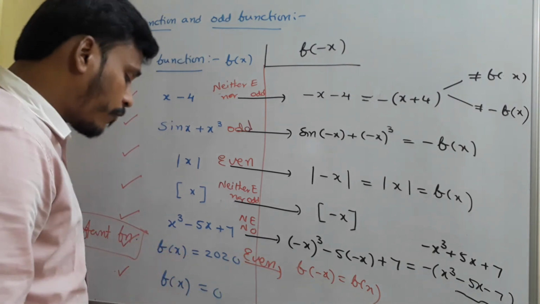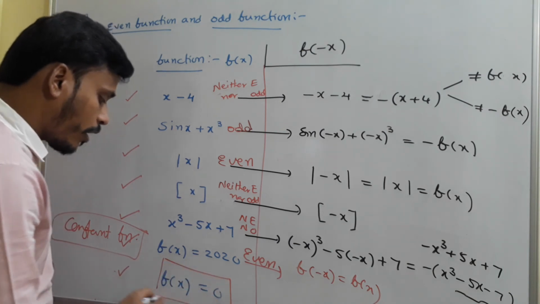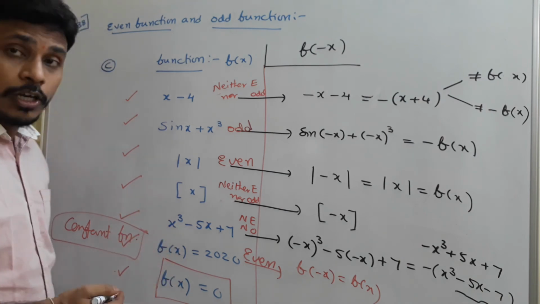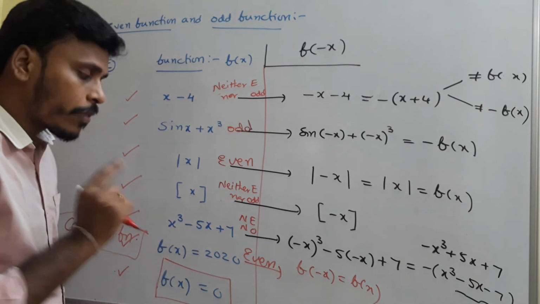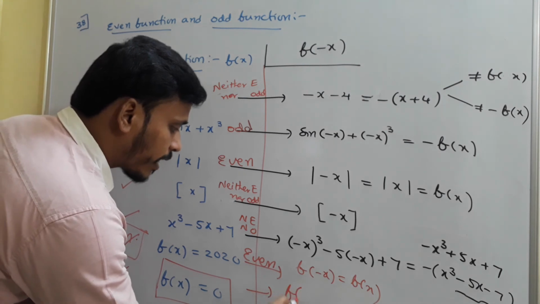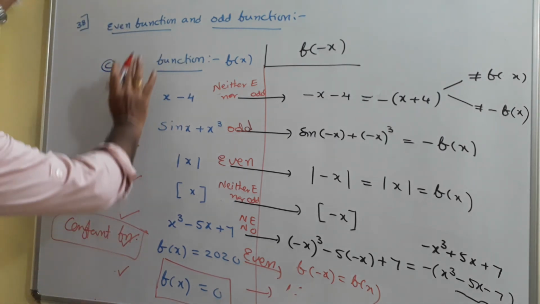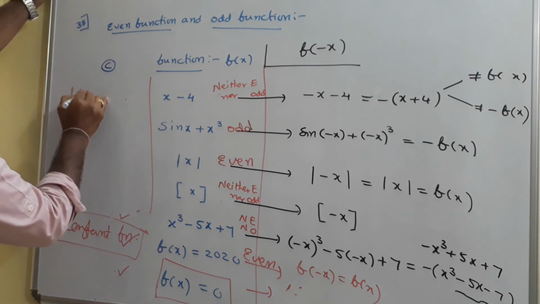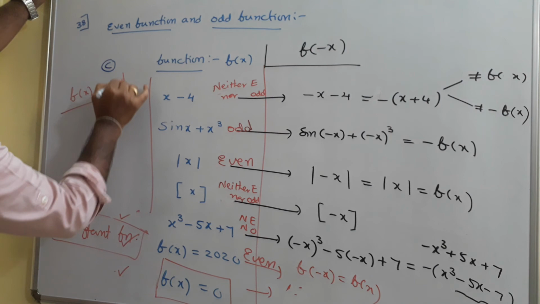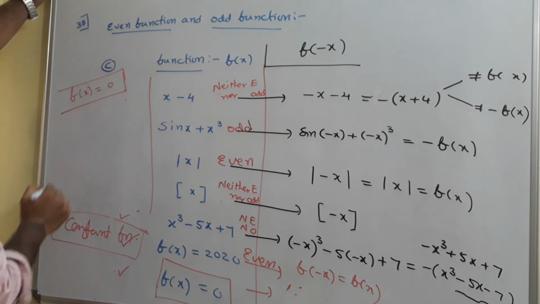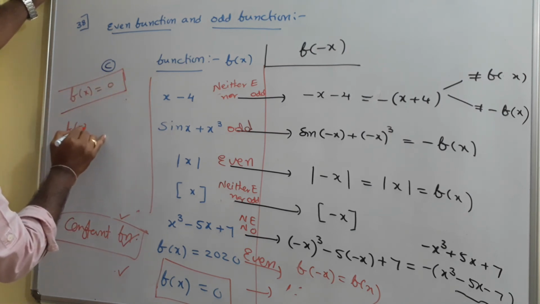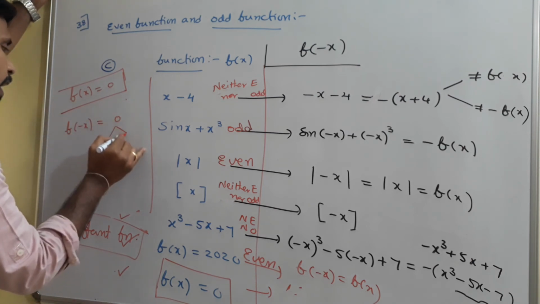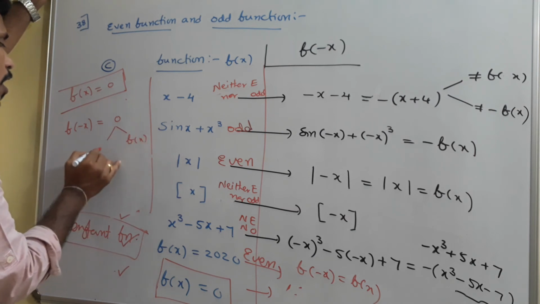Among those constant functions, f of x equals 0 in particular we call a zero function. We need to discuss it in particular. I am discussing f of x equals 0, a zero function. If your input is minus x, f of minus x, still the answer is 0. This 0 can be written as either f of x or minus f of x.